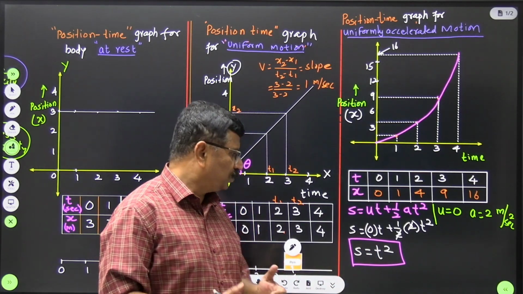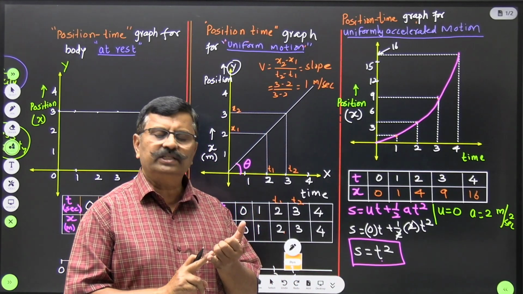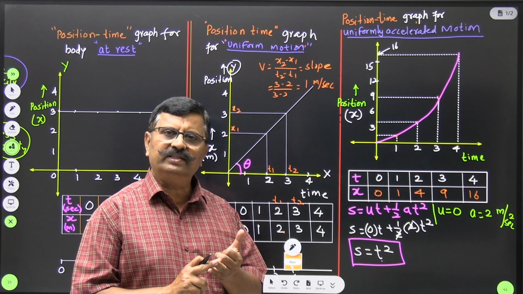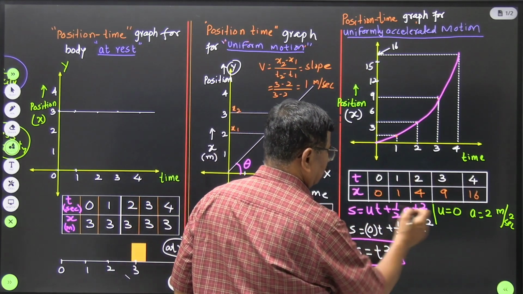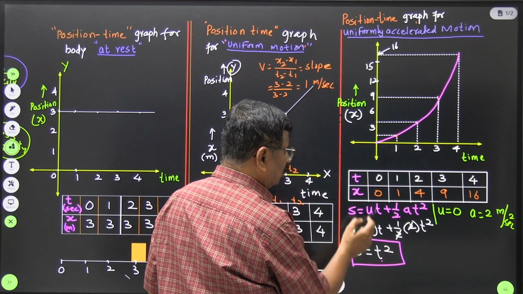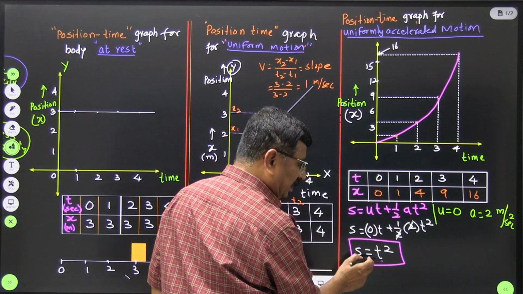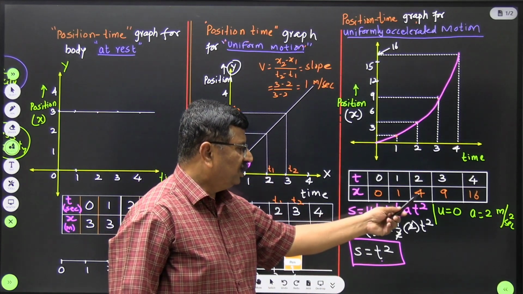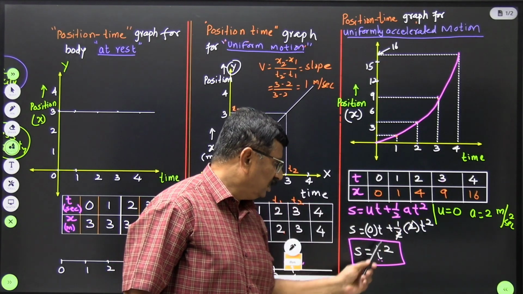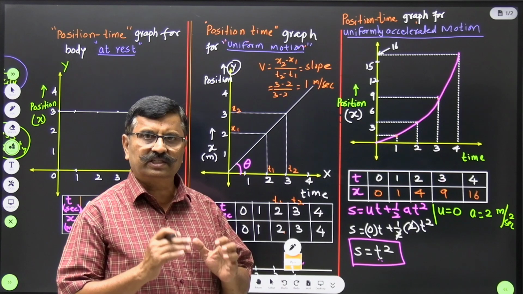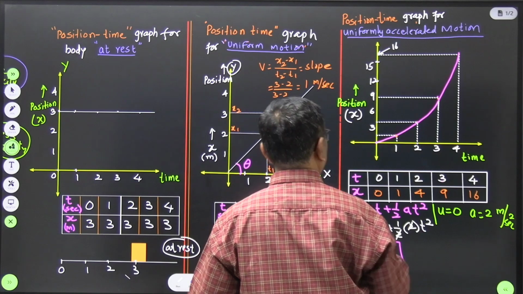Now, we have to find out the displacement at different times. Means we want to find out the displacement of the body when t is equal to 0, when t is equal to 1 second, when t is equal to 2 seconds, and so on. So, these are the values here in this table. When you put t equal to 0, displacement is 0. When t is equal to 1, displacement is 1. When t is equal to 2, the displacement is 4. When I put t equal to 3, displacement is 9. And when I put t equal to 4, displacement comes to be 16 meters. Now, if you plot this, then you get this graph.